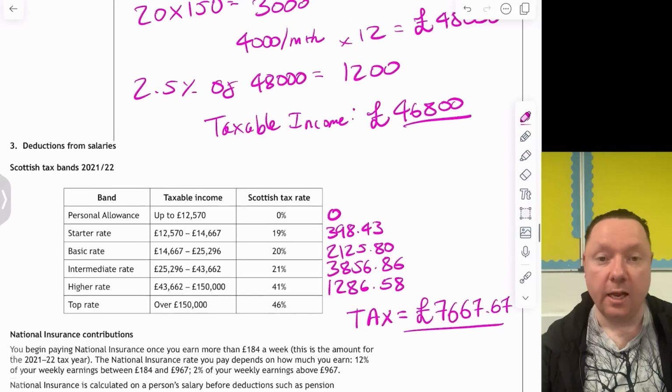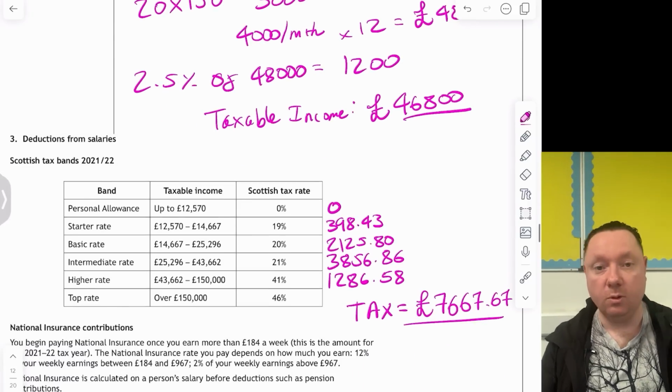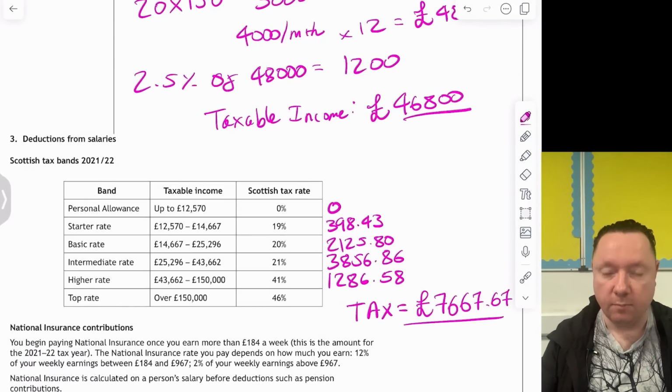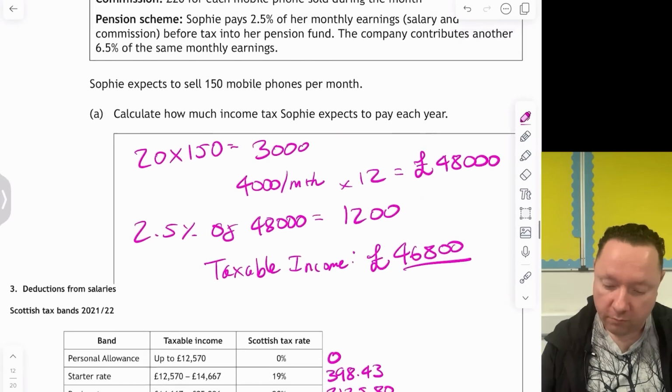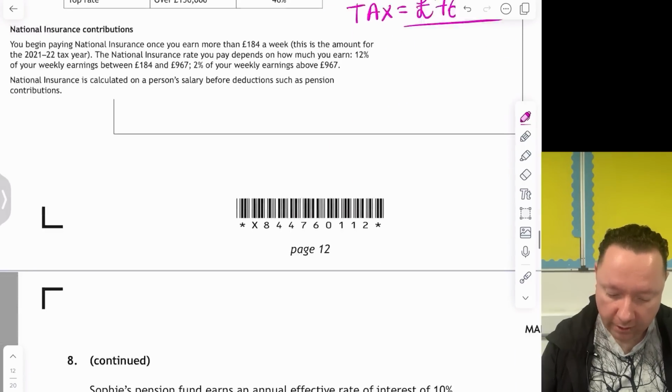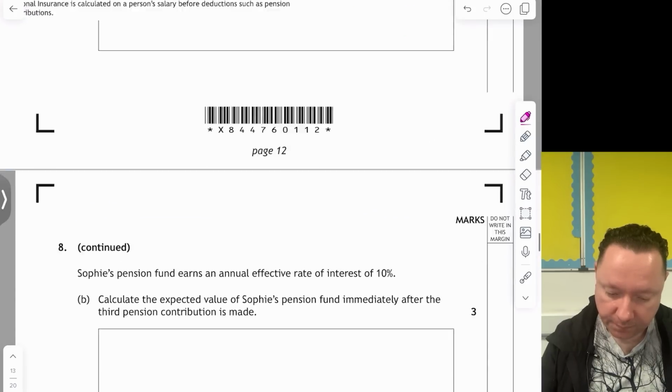Now, if it asked us for our net pay at this point, we would work out our income tax. Let's hope we don't need to do that. And take away the pension, income tax and tax from her normal £48,000. Okay, let's move on to part B.